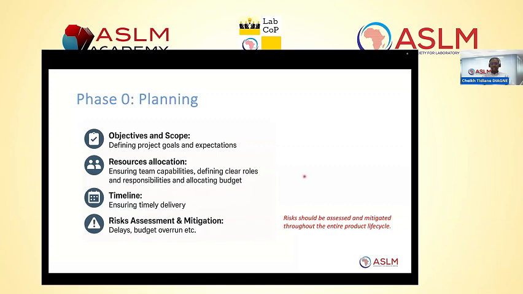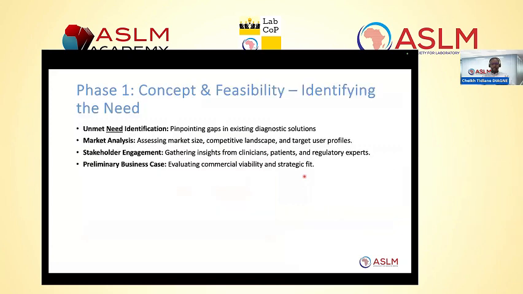For the rest of the phases, I'll share the example of a dengue diagnostic. Let's say we want to develop a dengue diagnostic to detect acute infection in humans. So we'll go first through phase one, which is concept and feasibility. First, we need to identify the need.